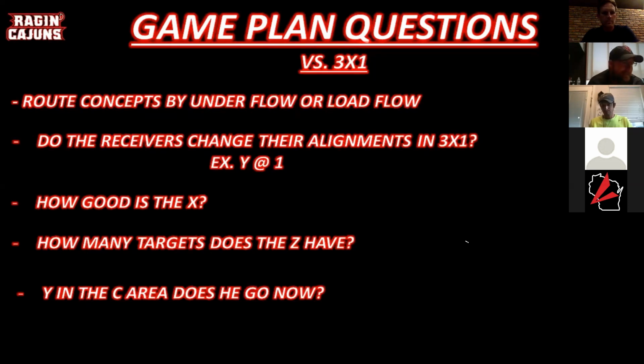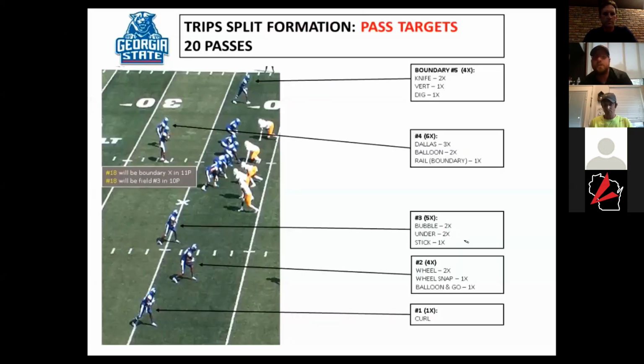And then the last thing is 3x1 with the tight end in the C area. That's why I call it that: the tight end attached to the line of scrimmage or in an off-the-ball position. What we're looking for there is, does he go vertical? And if he does go vertical from the C area, how good is he? That's going to determine how we need to play some of these concepts moving forward. So those are some of the questions.